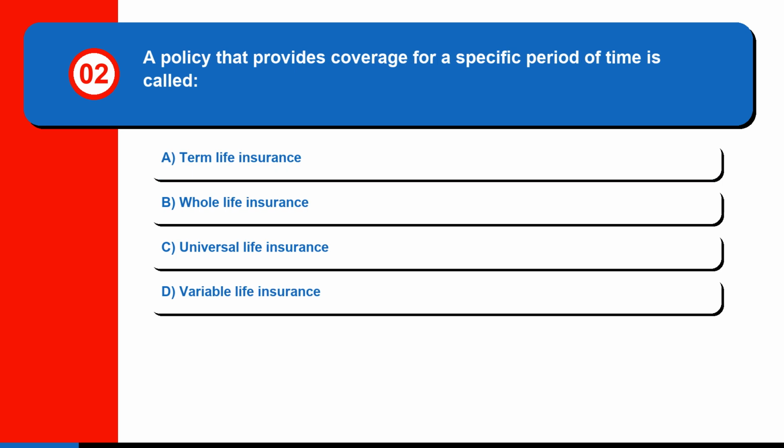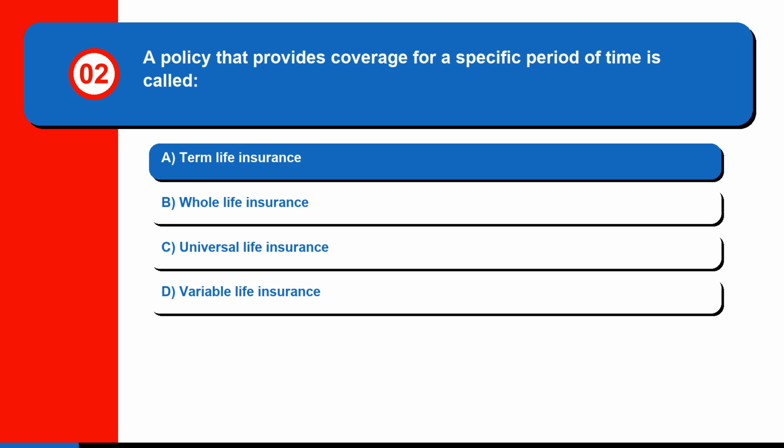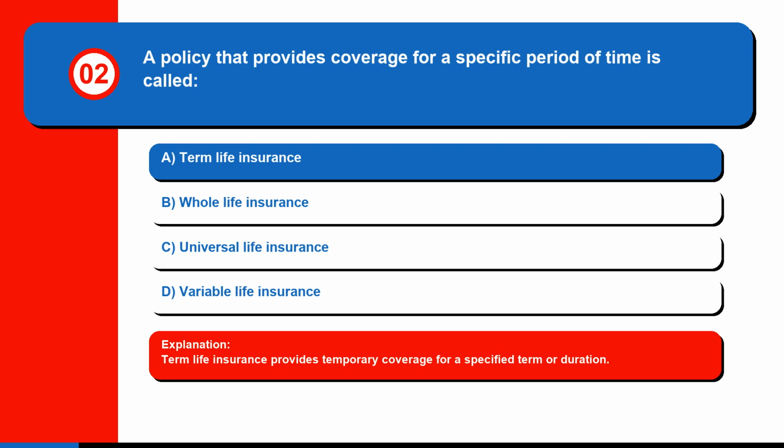Question 2. A policy that provides coverage for a specific period of time is called A. Term life insurance, B. Whole life insurance, C. Universal life insurance, or D. Variable life insurance. The correct answer is A. Term life insurance. Term life insurance provides temporary coverage for a specified term or duration.